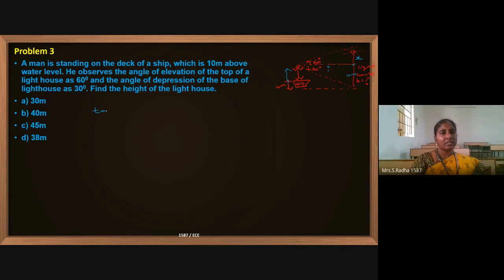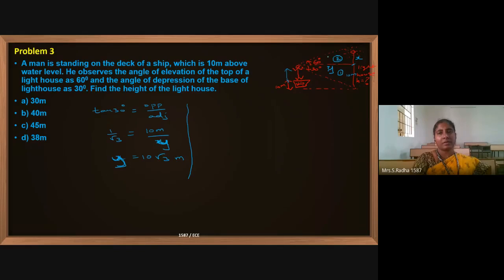If you take tan 30 degrees, it is opposite side by adjacent side. Tan 30 is 1 by root 3, the opposite is 10 meters, and the adjacent we don't know. I will take this horizontal line as y. So this y value is nothing but 10 root 3 meters. Okay, the first triangle is completed.